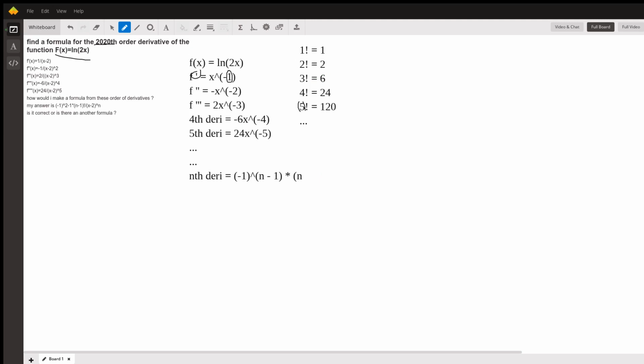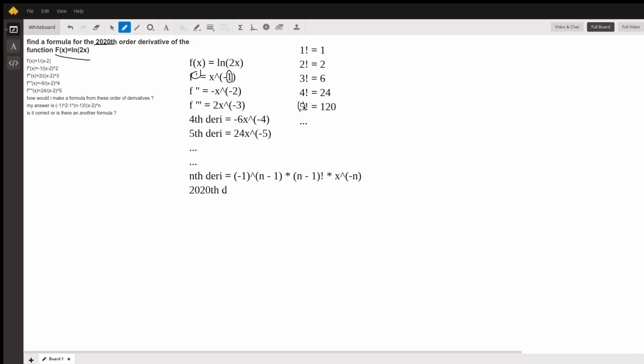You see the pattern? So you get the nth derivative, and you subtract one, and it's that factorial. And then lastly, this one's easy, it's just x to the power of negative n, or x to the power of negative that derivative number, which is kind of obvious, right? Because it's consistent throughout. All right, and that's it.